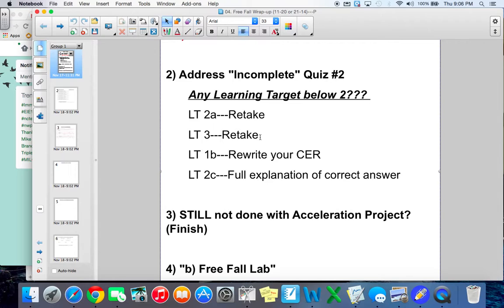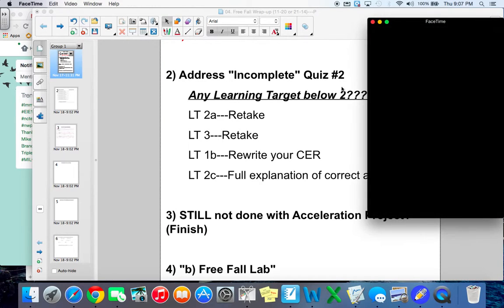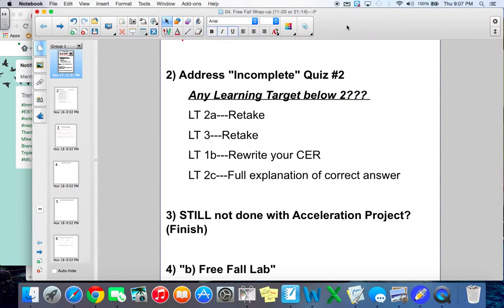If your CER, your claim evidence reasoning paragraph, needs to be rewritten, you're just going to rewrite that. You don't have to do any kind of a retake besides the rewrite. Make sure you've included a clear claim, and then you very specifically reference and explain why that claim is represented and accurate within the position versus time, and also the velocity versus time graph.